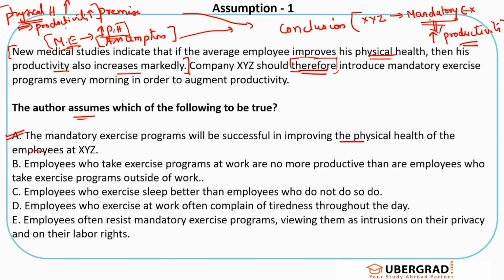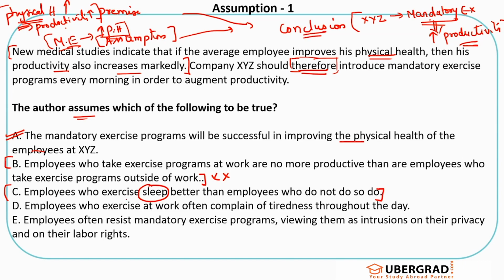Perfect. This is the one I was talking about, right? The mandatory exercises will be successful in improving the physical health of the employees. That is assumed, otherwise the logic will not be complete. Let's look at the other options also to see if there is anything better than this or maybe close to this. Employees who take exercise programs at work are no more productive than the employees who take exercise programs outside work. This is actually countering the conclusion. It says people are no more productive than the ones who are exercising outside, so there's no point to do these exercises. In a way, you are actually demotivating this conclusion.